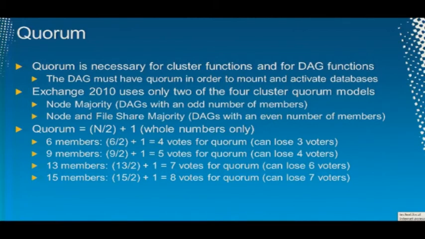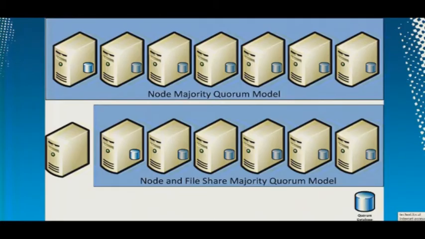You lose that 4th vote, the entire solution comes down. In contrast, if you look at a 15-member DAG, that now needs 8 votes for quorum. It can lose 7 different servers in that one DAG and still have the entire solution up and running and servicing clients. Okay, so quorum is a very essential concept.